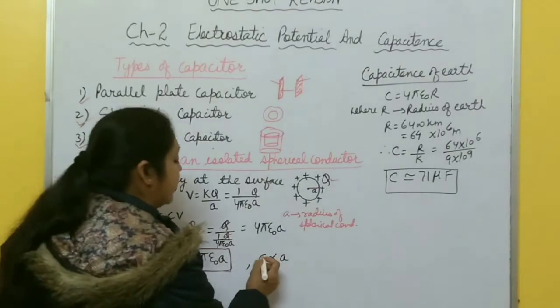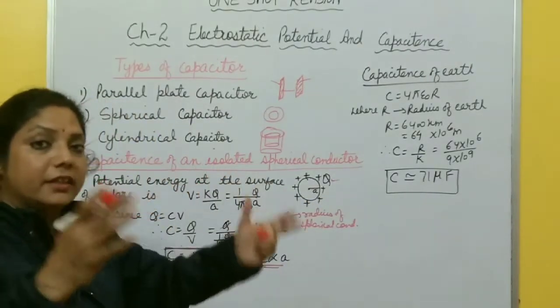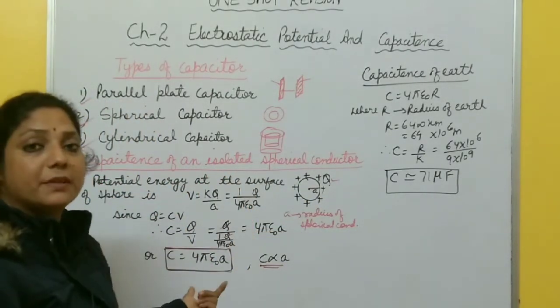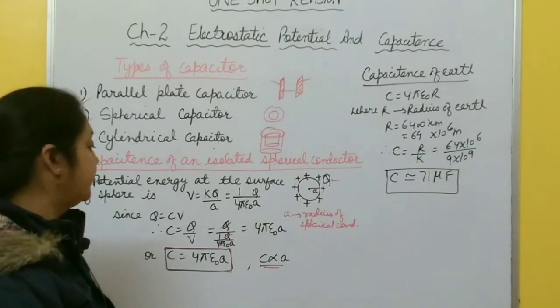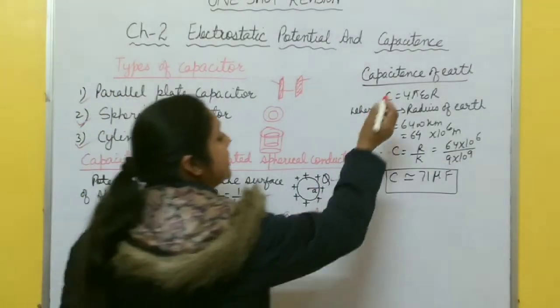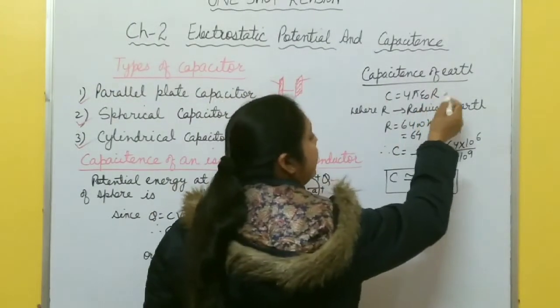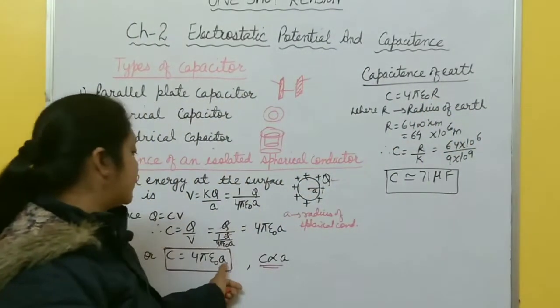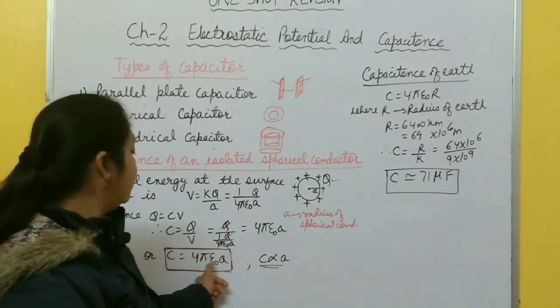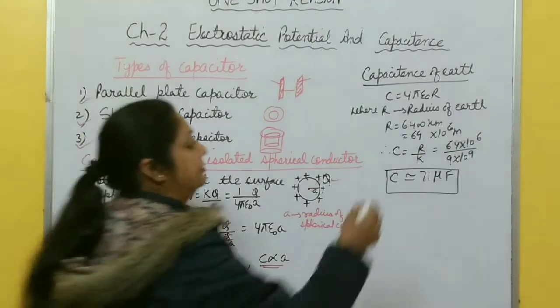So C is directly proportional to a. It means if the size of the spherical conductor increases, the capacitance, the storing capacity, also increases, right? With the help of this formula, we can easily calculate the capacitance of the earth. Suppose capital R is the radius of the earth. So in place of small a, you write capital R. So the capacitance of the earth becomes 4 pi epsilon naught R.